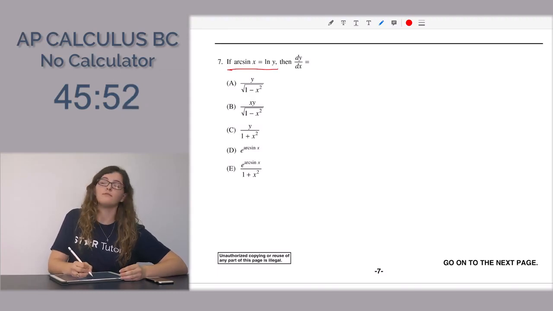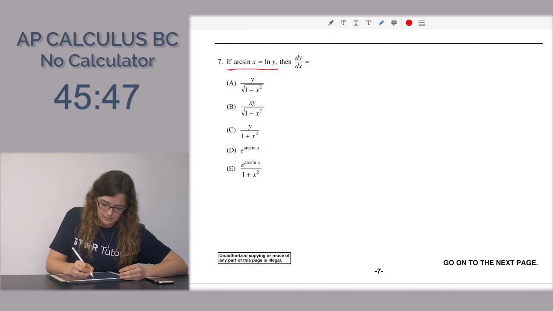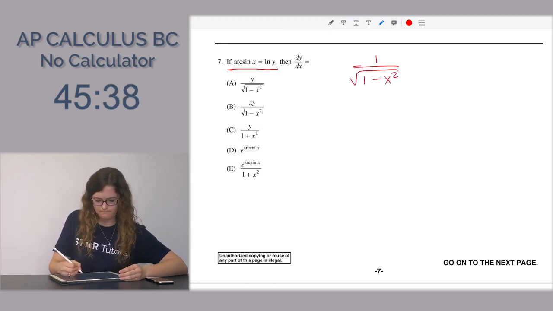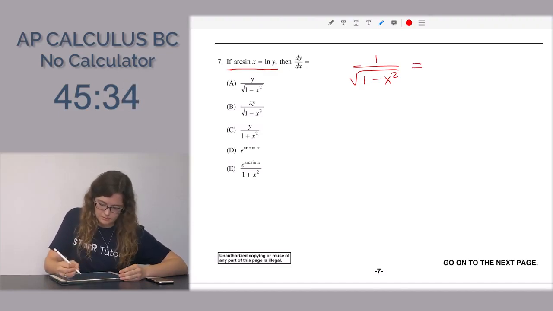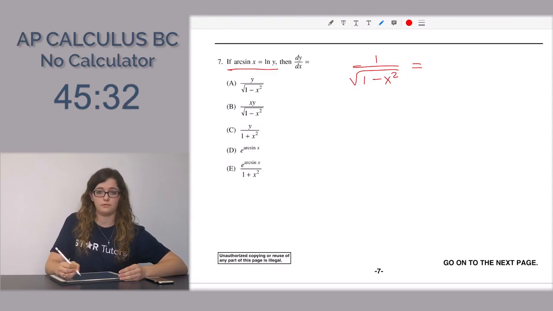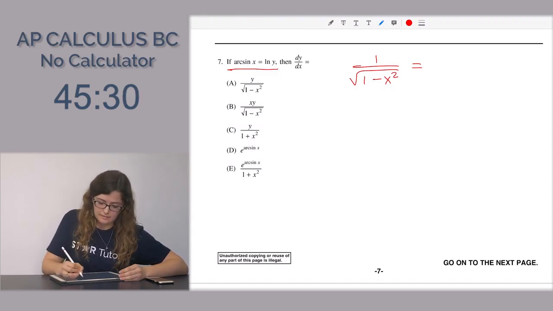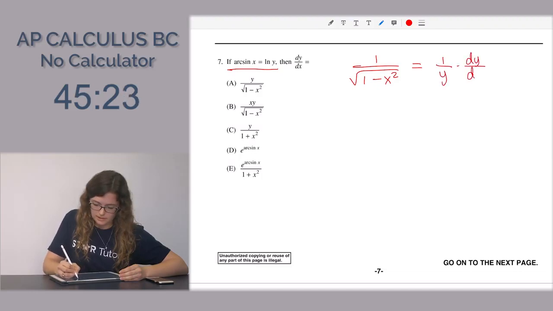So the derivative of arc sine of x, again, this is something you have to memorize. The derivative of arc sine, if I remember correctly, is 1 over the square root of 1 minus x squared. And that's the derivative of the left-hand side with respect to x. The derivative of the right-hand side with respect to x is going to be 1 over y times the derivative of y with respect to x. So that's that chain rule happening there.